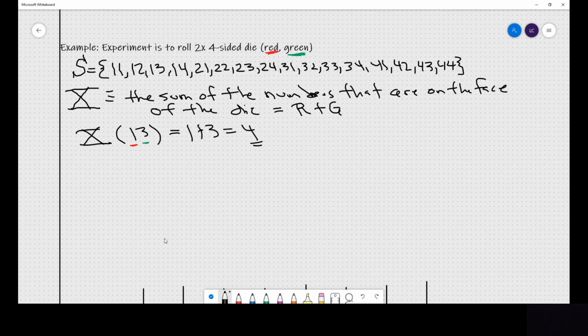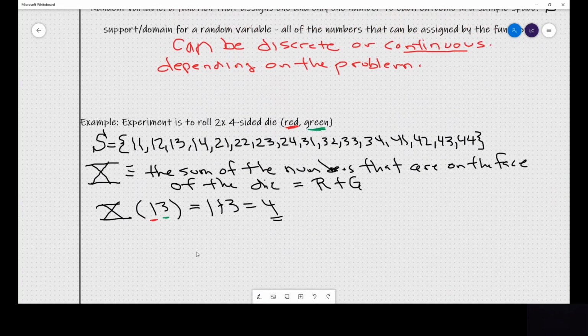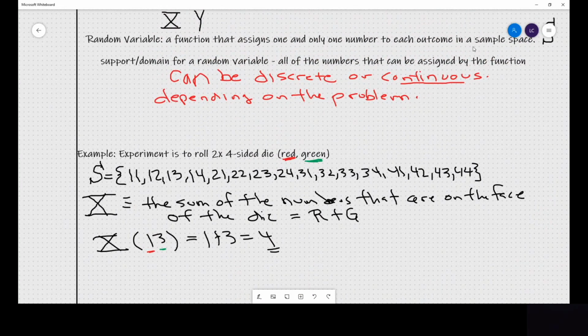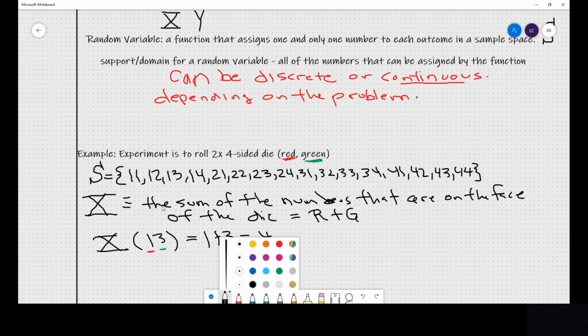So if we go back to the definition, we see that a random variable assigns one and only one number to each outcome. So the outcome that we're talking about is 1, 3. That's the one I'm interested in. And the question is, well, what number do I assign to it? Well, the answer is 4, right? So for the outcome 1, 3, where 1 is on the red die and 3 is on the green, I'm going to come up with a 4.